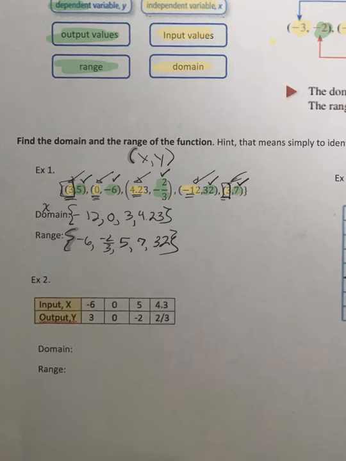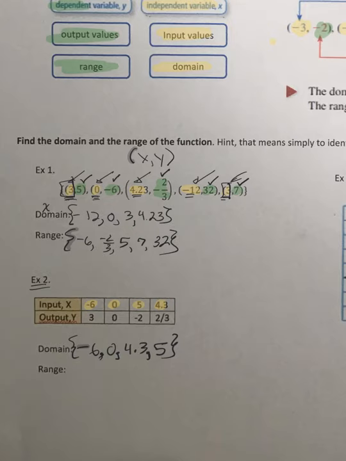In example number 2, what is the domain? The domain are the x values, and all you have to do is list them from smallest to largest. So negative 6 is the smallest. Practice using your little squiggly set notation. And then 0, and then notice 4.3 should be next, and then 5. All you're doing is listing the x values. You're like, that can't be that easy. Yes, it is. That's it.